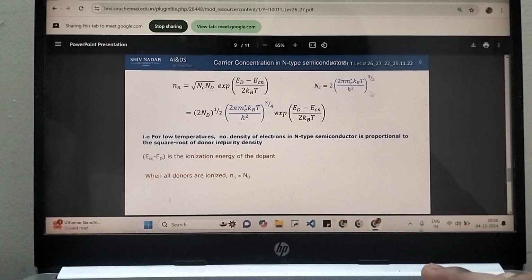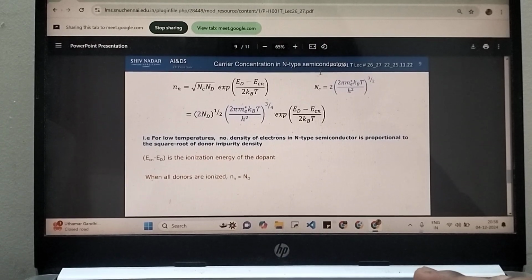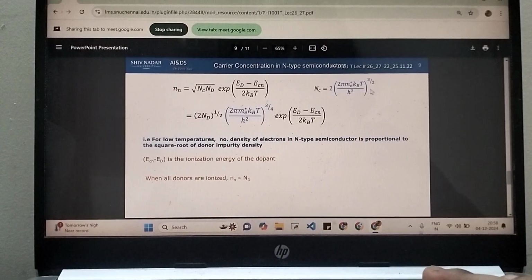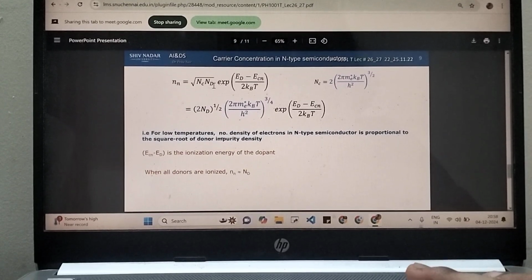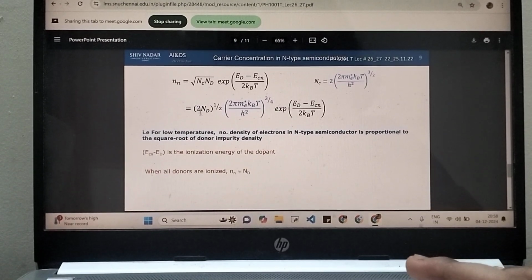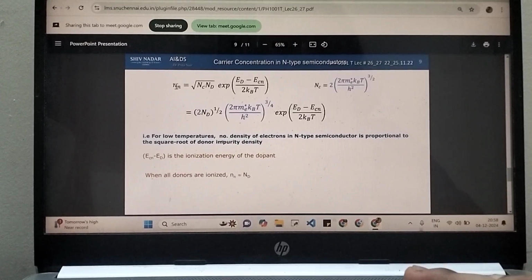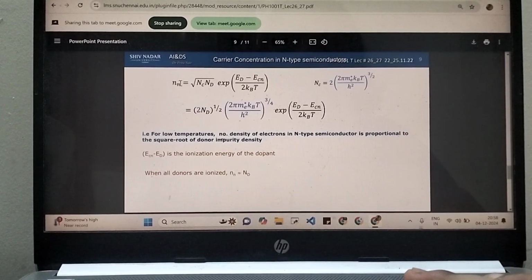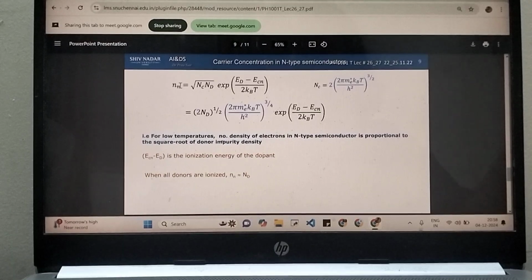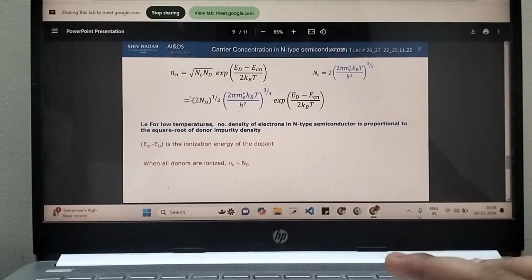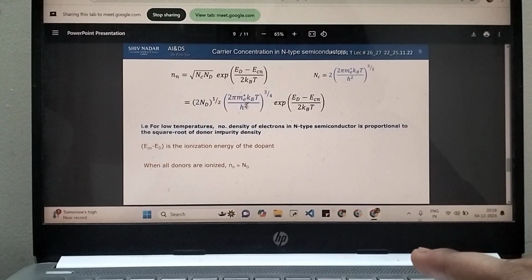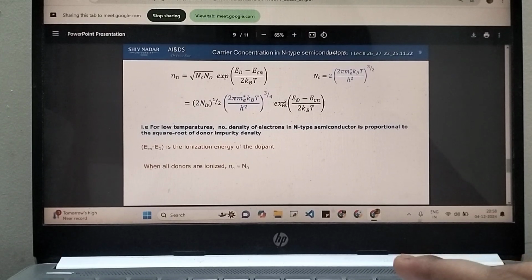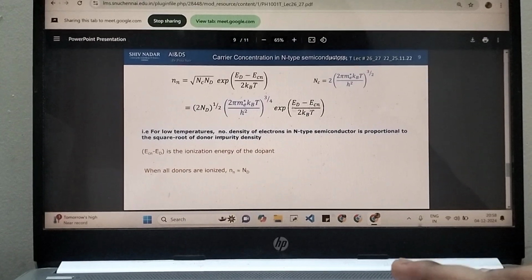And Nc, this is the expansion. How did we get this? We saw this in yesterday's derivation on intrinsic semiconductors. So you plug this expansion back in, you take all the constants out. The final expression for number of donor electrons in the conduction band is (2 Nd) whole raised to 1 by 2, (2 pi me star kBT upon h square) whole power 3 by 4, e raised to (Ed minus Ec) by 2 kBT.